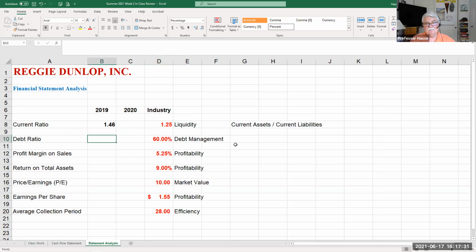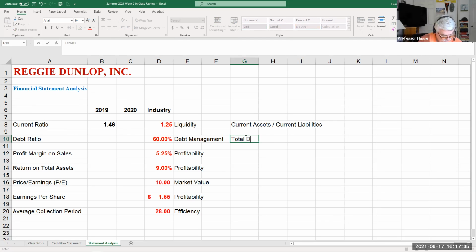The debt ratio, which is total debt of the company divided by total assets.